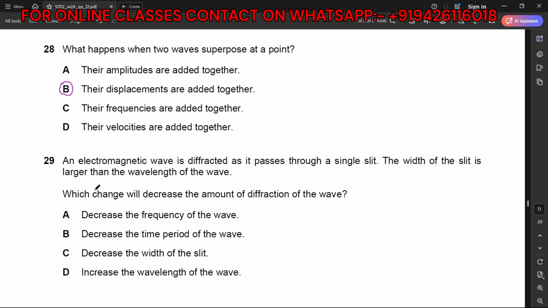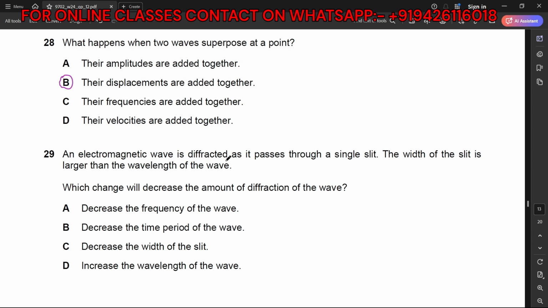Now for question number 29, an electromagnetic wave is diffracted as it passes through a single slit. So we have a slit like this, and the width of the slit is larger than the wavelength. Which change will decrease the amount of diffraction of the wave? So we want to decrease the amount of diffraction. Let's say that the waves were coming like this, I'll use another color, and then after the slit, it started giving you the diffraction.